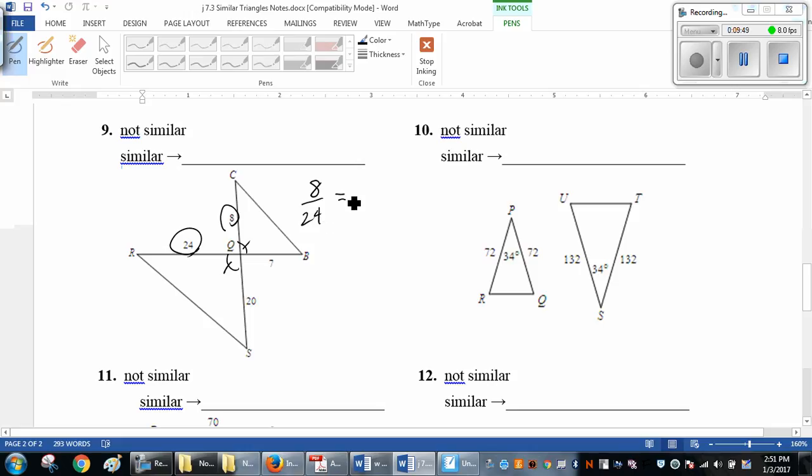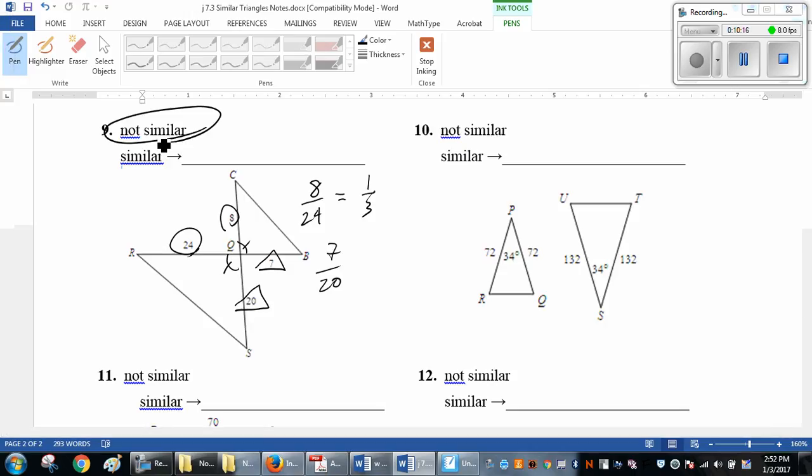If I simplify that, 8 divided by 24, I can divide each one by 8. I get 1/3. Now look at my other sides. I got 7 and I got 20. I can't even simplify 7 over 20. So then we can check the decimals and see that they are going to end up being different. So we know that these are not going to be similar because we don't have the proportional sides that we need. All right, we're going to do the same thing with this one.